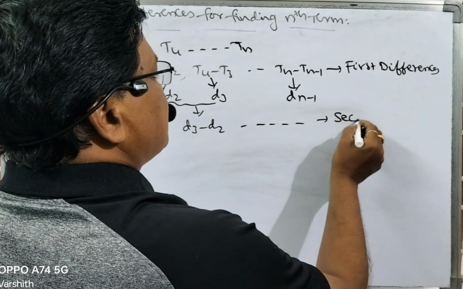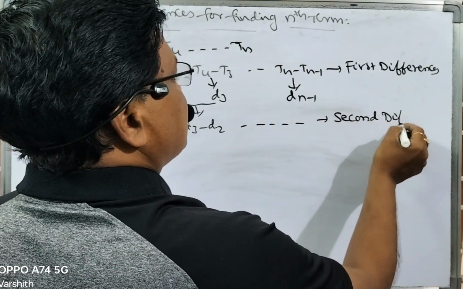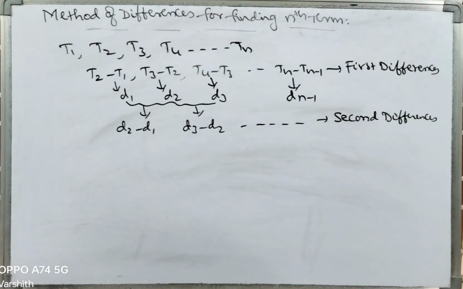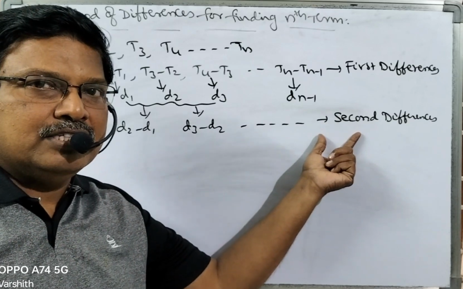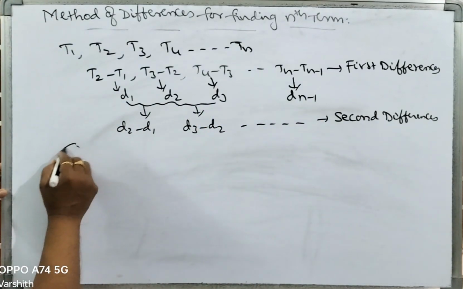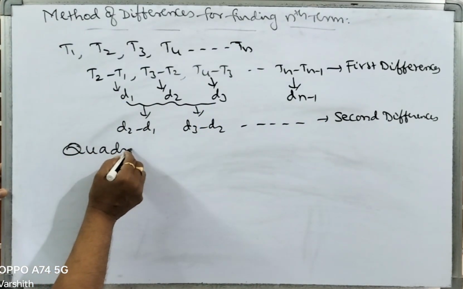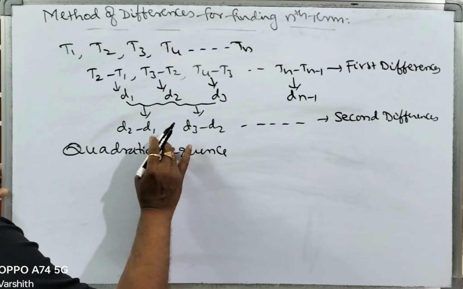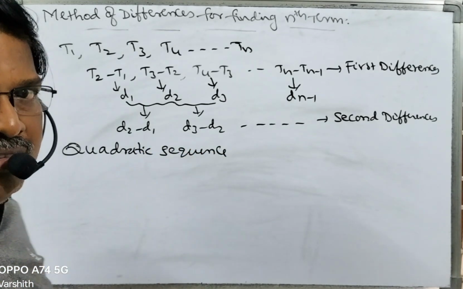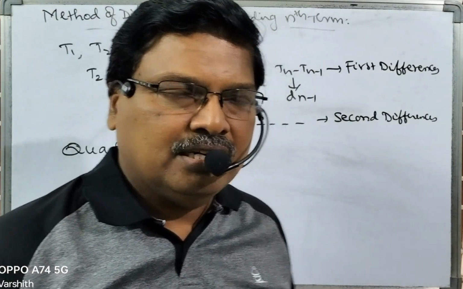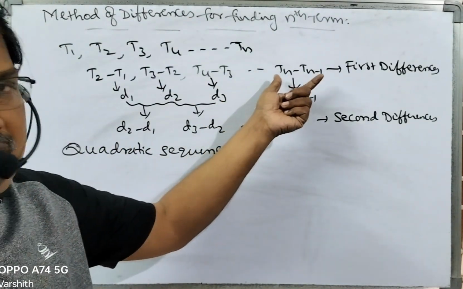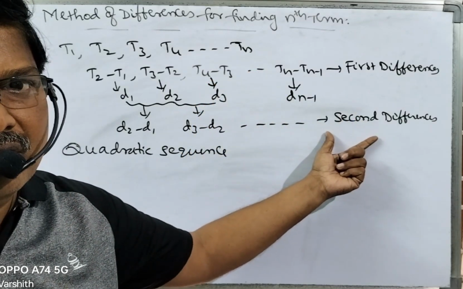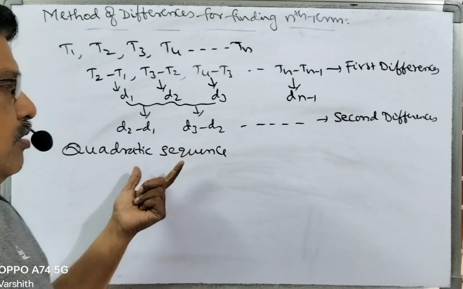So these are called the second differences. If the second differences are constant, then it is called a quadratic sequence. If the first differences are constant, directly we can call it an arithmetic progression only. But if the second differences are constant, then it is called a quadratic sequence.